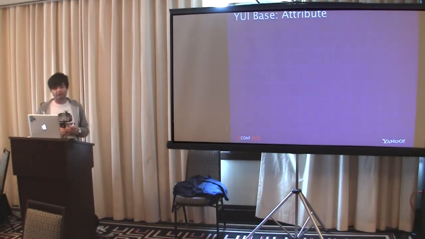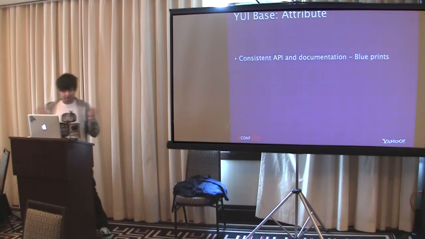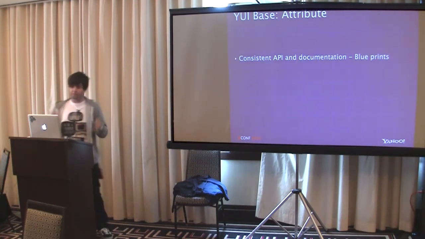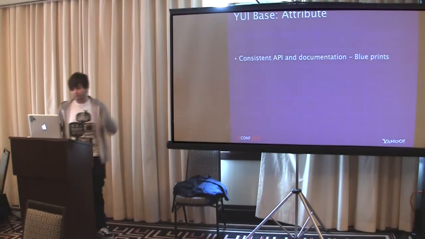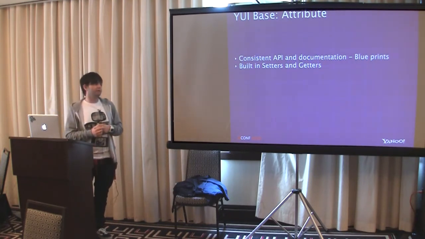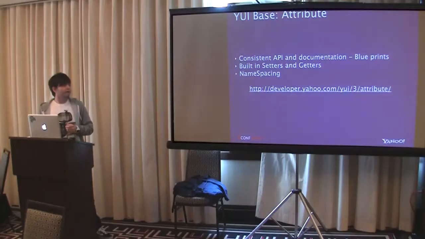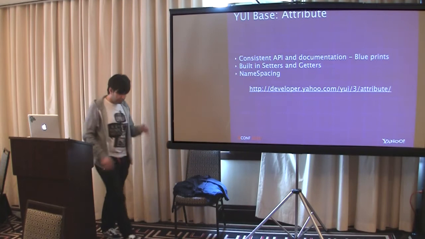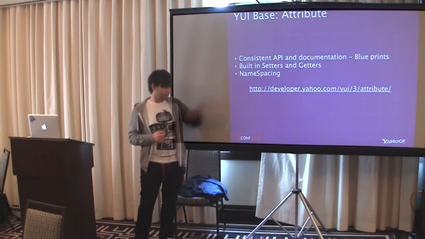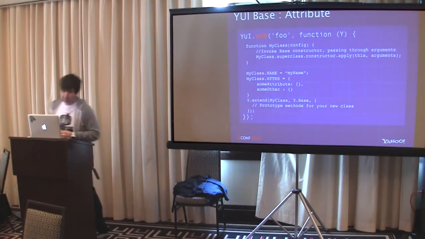also easier to scale. So attributes, like I say, are just going to give us a consistent API and documentation, sort of like a blueprint of how your attributes are going to behave along the way through your application. It's going to have built-in setters and getters for us, so that way we can modify them as we need them to do whatever we need them to do. It's going to provide us namespacing, and everything I'm going to be talking about, you can also refer to in the documentation at developer.yahoo.com/yui. But let me show you an example.